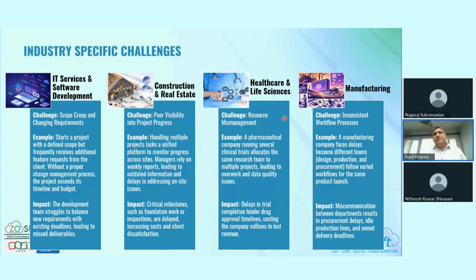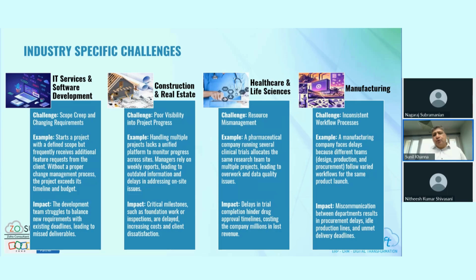Similarly, in healthcare and life sciences, the typical challenges are with resource management, if you are looking at one part of the clinical trials and you want to allocate the right type of research resource or research team to your project. That's where you can use a project management tool like Zoho. And similarly, in manufacturing, when you're trying to design a particular component, inconsistent workflow processes result in delays.